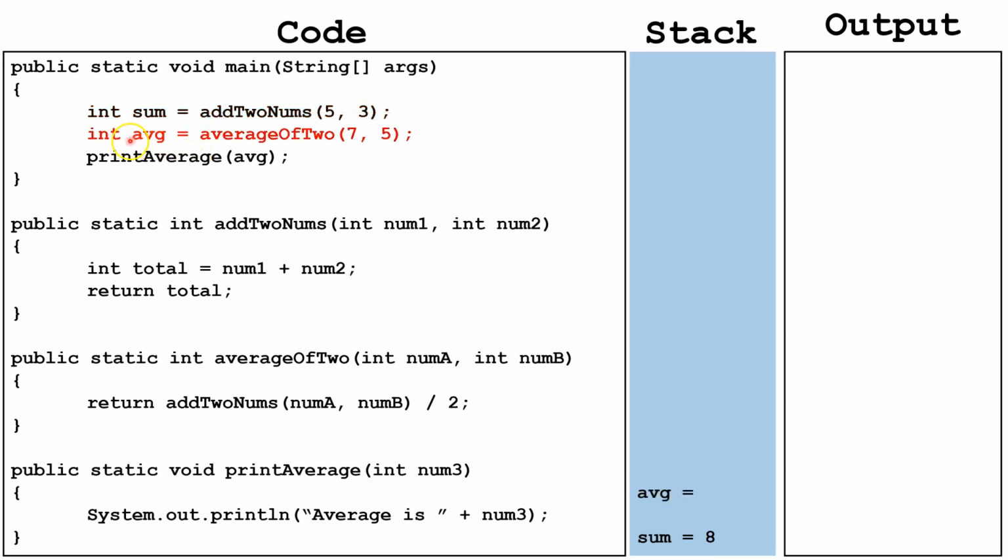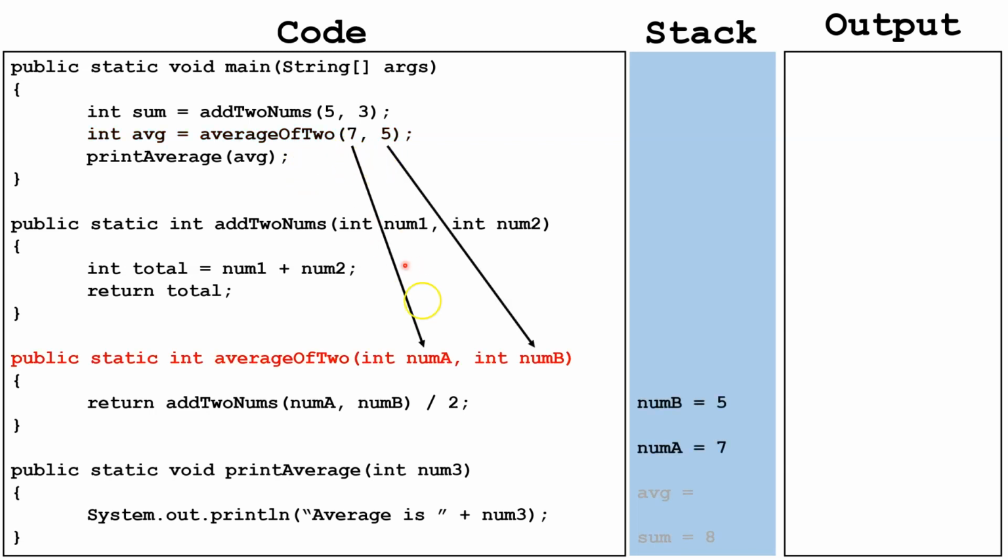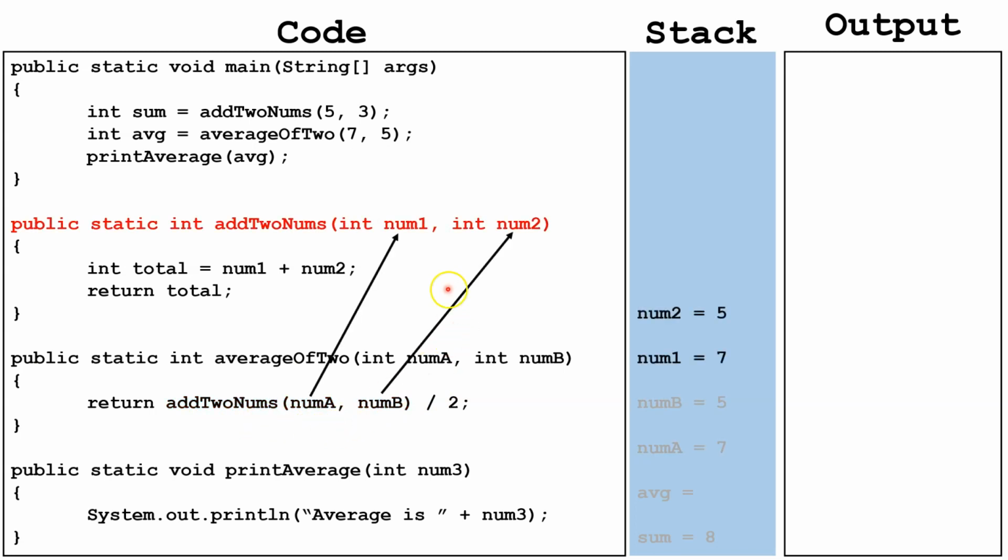Next, we're going to create the variable on the stack, avg, and set it equal to whatever is returned by average of 2 when we pass it the arguments 7 and 5. The variables go to these parameters num_a and num_b. Next, we have to call add2nums and pass it the 5 and the 7. The 5 and the 7 go into the parameters of add2nums, and we can see it on the stack right here.